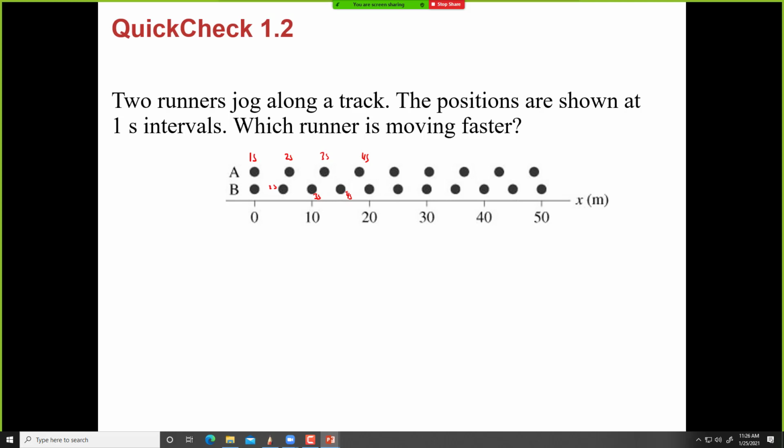Yeah, so that's obviously A. So you just need to see the distance traveled in the same time interval. So in 1 second, A travels this much distance, whereas in 1 second, B travels this much distance. So A travels more distance in the same time interval than the distance traveled by B, so A is moving faster.